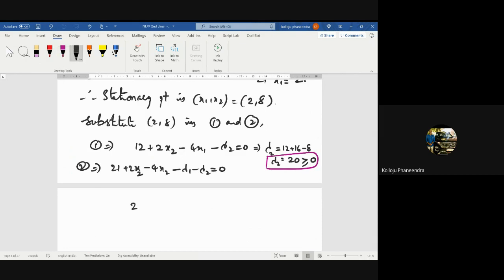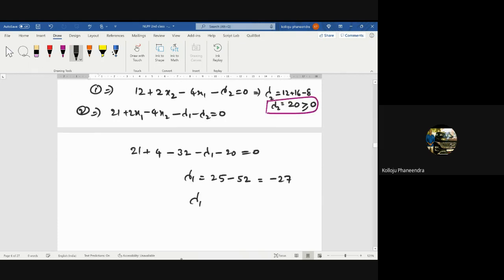This is lambda 1: 21 plus 2x1 minus 4x2. Sorry, this is not 2x2. With x1 equal to 2 and x2 equal to 8, 2x1 is 4, minus 4x2 is 32, minus lambda 1 minus 20 equal to 0. Now take lambda 1 to the right side. 21 plus 4 is 25, 25 minus 32 minus 20 is minus 27. It is less than 0. Lambda 1 equal to minus 27 is not greater than or equal to 0.